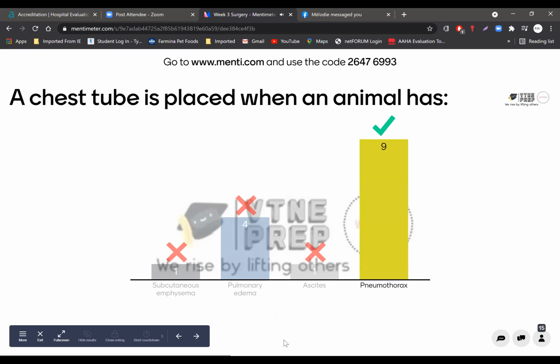Yeah. Very good. So yes, this one is a pneumothorax, because subcutaneous emphysema is just under the subcutaneous layer. Pulmonary edema is just when there's edema within the chest, so we actually would give like Lasix instead. Ascites is going to be in the abdomen, so we could just tap the abdomen. And then a pneumothorax is when there's air in the chest, so we'd place a chest tube there to get that air off of the chest. So very good job on that one.